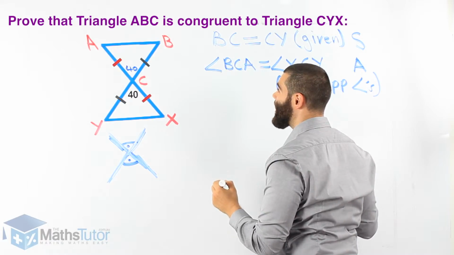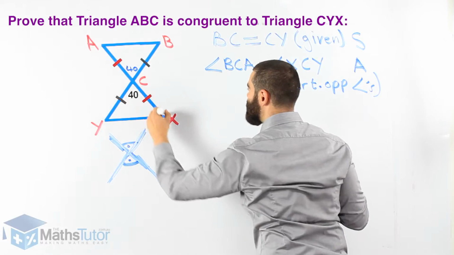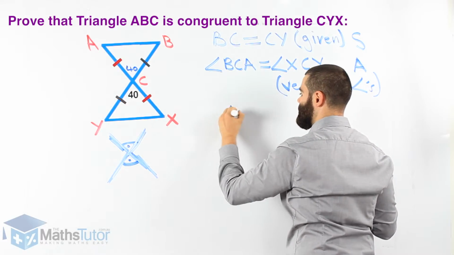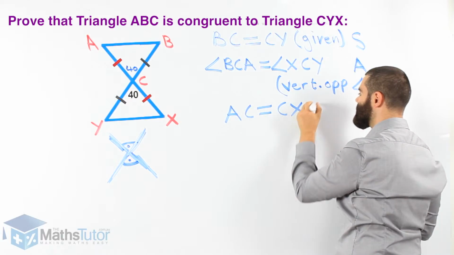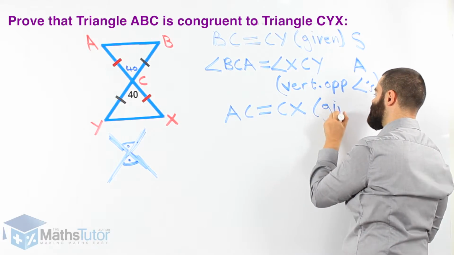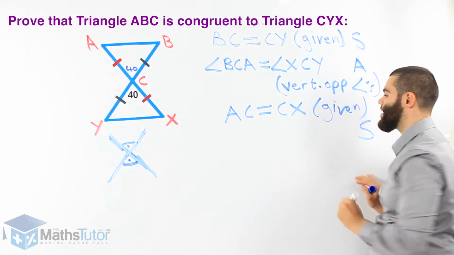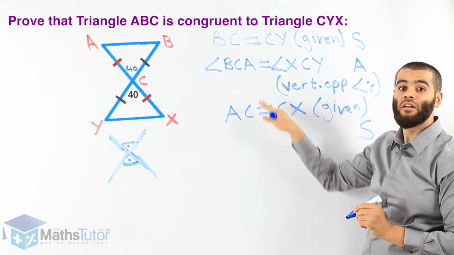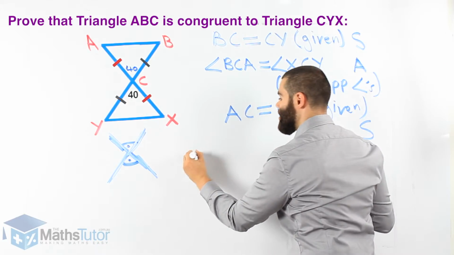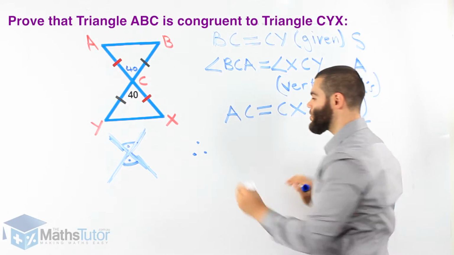Lastly, we're going to write down that AC equals CX. It is given information. That's another side for us. So side, angle, side. Now our conclusion, very important. Once we finish, we have to conclude.